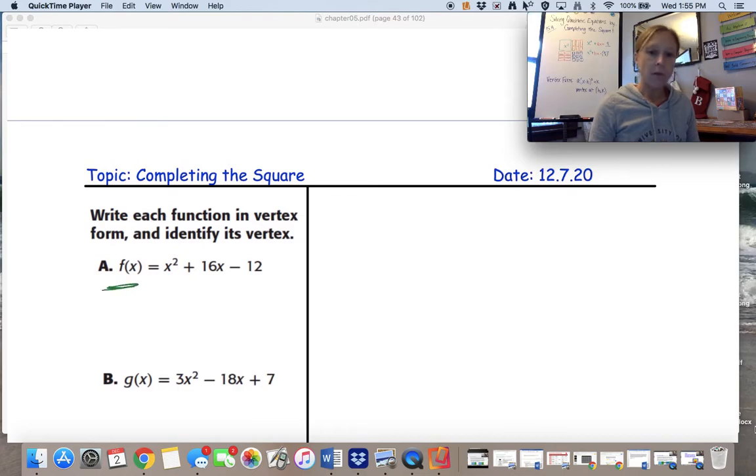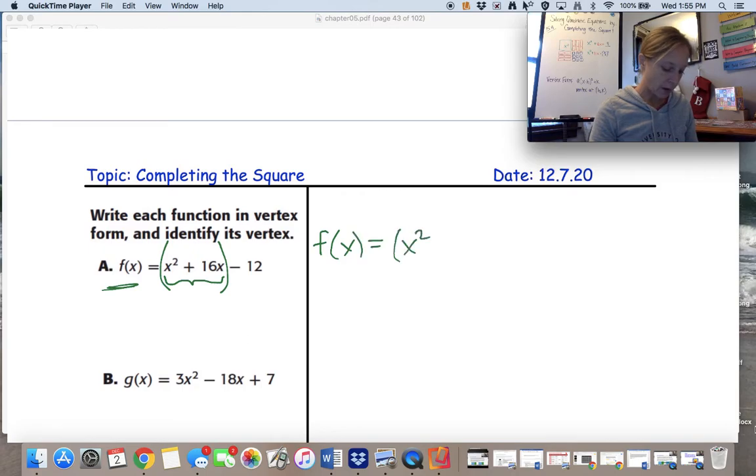Now notice we're dealing with a function right now. So when I'm working with a function, I can't add 12 to both sides because the left side is the value y. And so instead of separating the constants from the variables by adding or subtracting, we're going to separate them by drawing parentheses. So we're using our associative property. So now I'm going to focus in on what's in my parentheses. What is half of 16? 8. What is 8 squared? 64. So now I'm going to rewrite that.